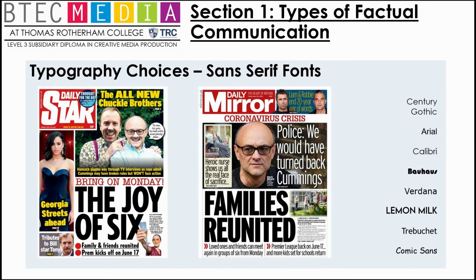Sans serif, as you might have guessed, is the exact opposite. Sans is French for without, so a sans serif font is a font that doesn't have the little flicks at the end of it that you can see there. You can see all these examples here. They don't have the flicks at the end because they're a sans serif font.